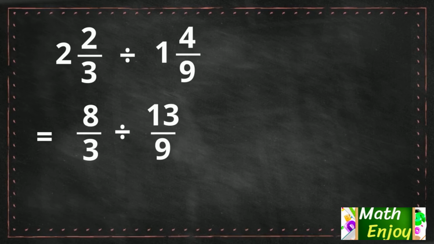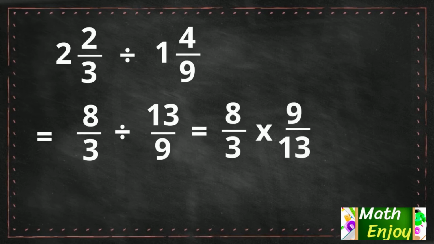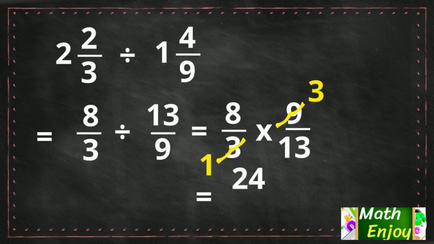Now we can convert this division into multiplication. 8 over 3 multiply by 9 over 13. The reciprocal of 13 over 9 is 9 over 13. Now we can simplify. We can divide both 9 and 3 by 3. 9 divided by 3 is 3. 3 divided by 3 is 1. Now we can multiply the numerators together. 8 times 3 is 24. Then we will multiply the denominators. 1 times 13 is 13.